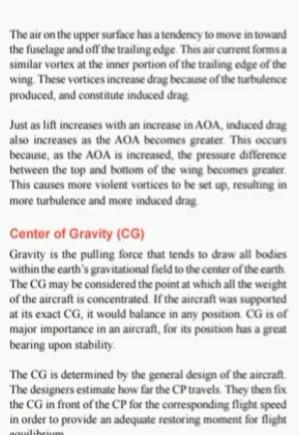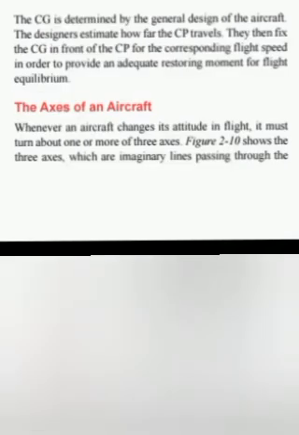The CG is determined by the general design of the aircraft. The designers estimate how far the center of pressure travels. They then fix the center of gravity in front of the center of pressure for the corresponding flight speed in order to provide an adequate restoring moment for flight equilibrium.